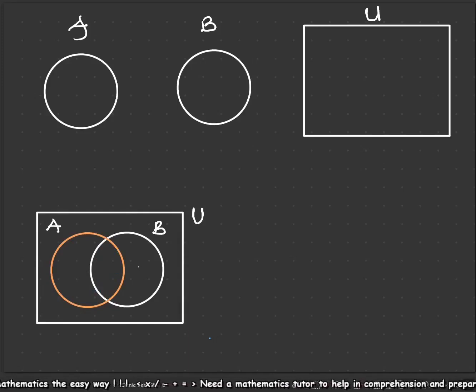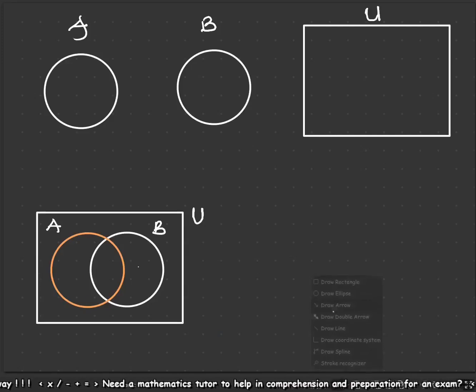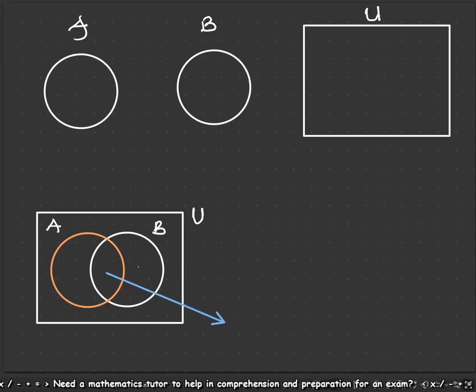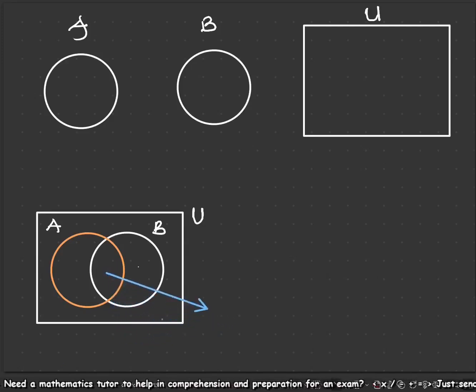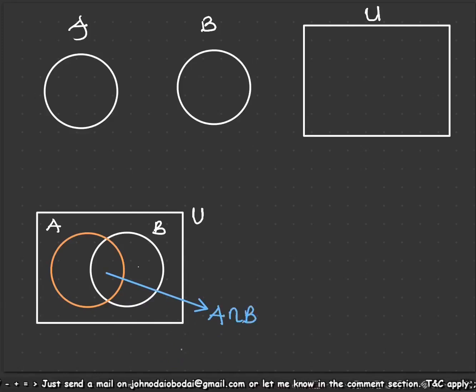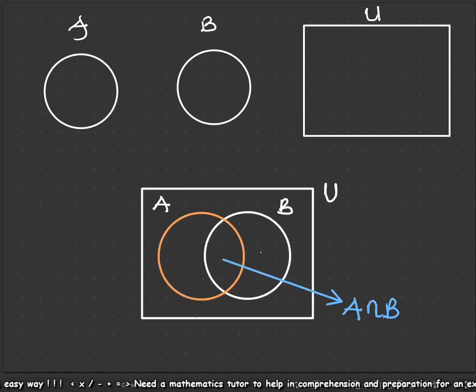This means they have elements in common. And this overlapping here, we call it their intersection. So this here, since we are talking of set A and B, is going to be A intersection B. You see, this is for A intersection B. And as I said, this is how we draw a Venn diagram if A and B have elements in common.